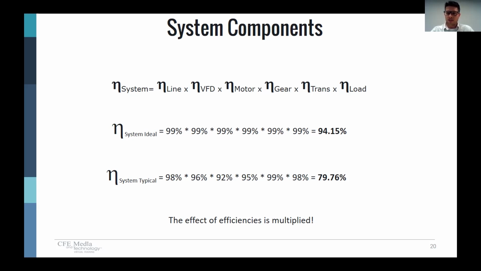Now, if we look at a typical system, for which I've selected some really good efficiency components, multiplying these together, we see almost 80% efficiency. And that's pretty good, but you can see the difference there, a real world versus a perfect situation.